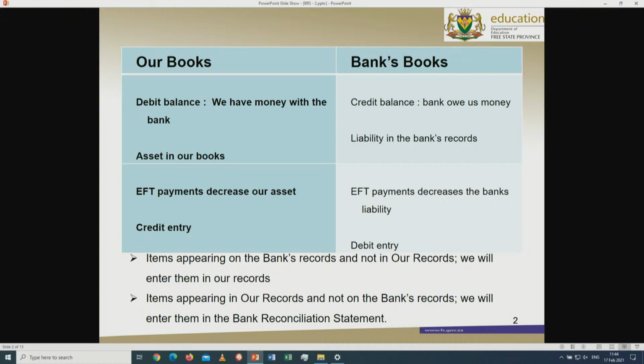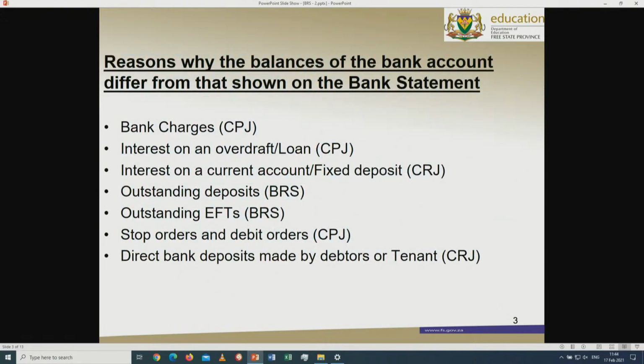Remember, the CRJ, the CPJ, and the bank account are not new to you in grade 11 because we have done them in grade 10. The one statement that is totally new to you in grade 11 is the bank reconciliation statement. So, okay, it's fine. Let's move to the next slide.